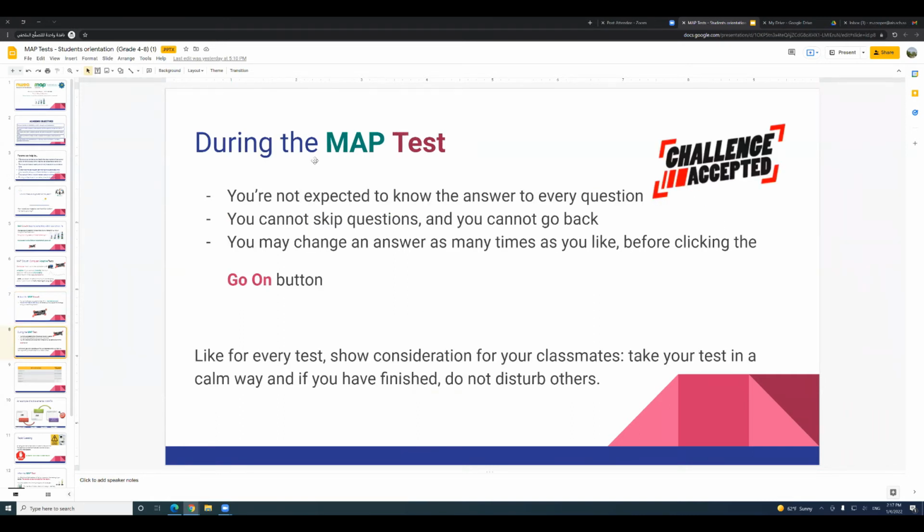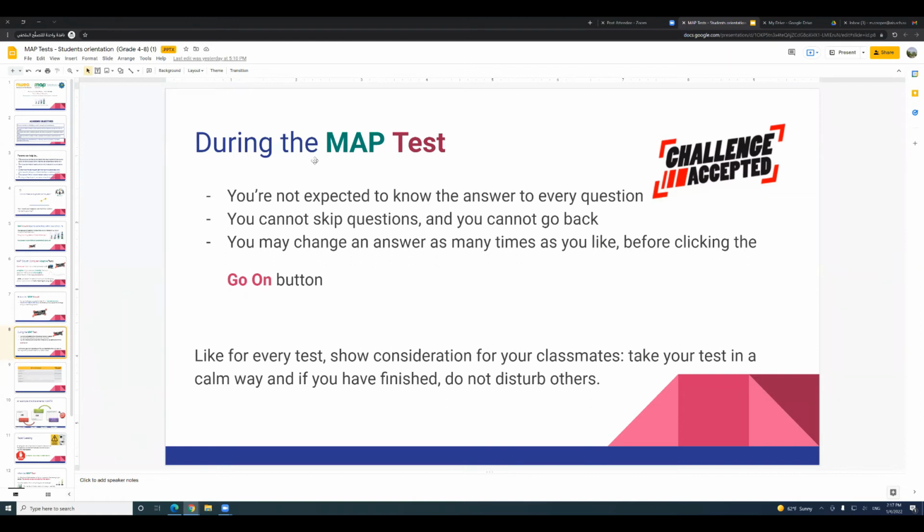Okay, so during the MAP test, like I mentioned, you won't be expected to know every question and get 100% or a huge RIT score. It will adapt and make it challenging or a bit easier. So you won't be expected to know every question. So as a student, don't worry. You cannot skip questions and you can't go back, but you may change your answer.